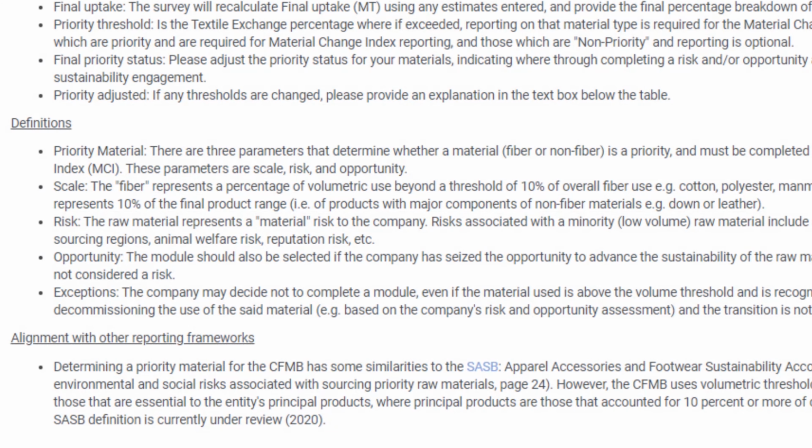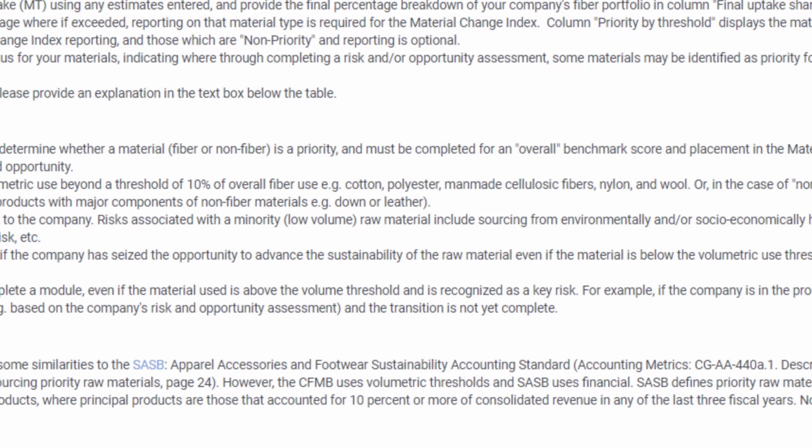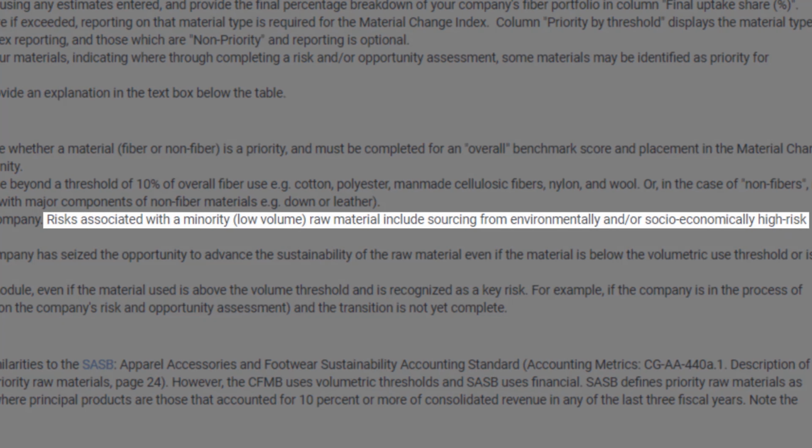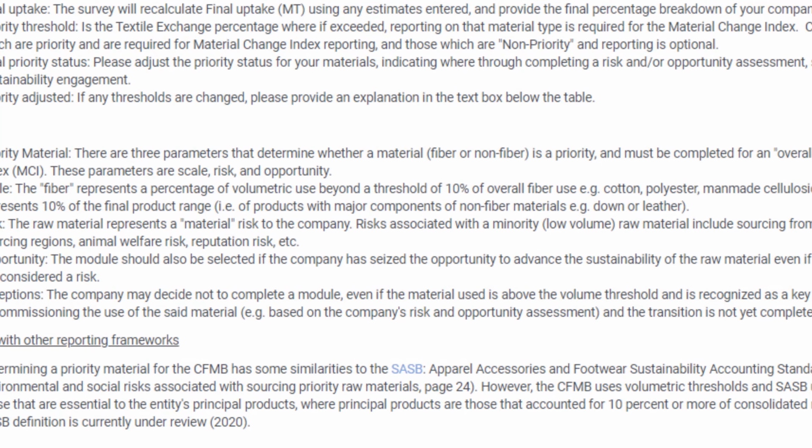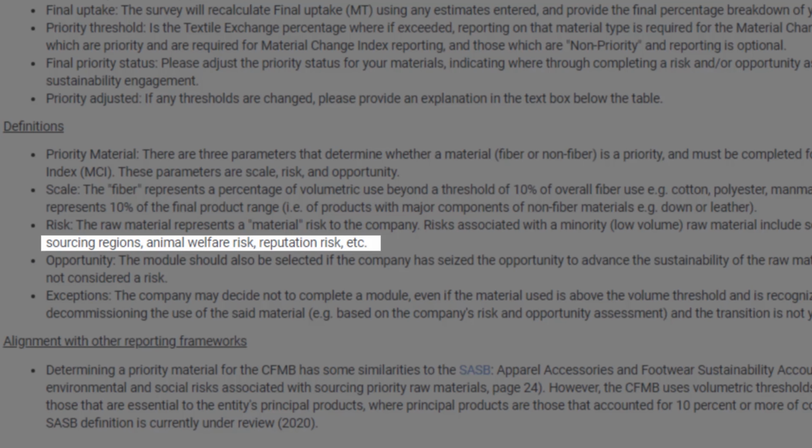The next parameter is risk. If a material type is a priority based on risk, the material, fiber or non-fiber, represents an important risk to the company. Risks associated with a low-volume material include sourcing from high environment and/or socio-economic risk sourcing regions, animal welfare risk, reputational risk, and others.